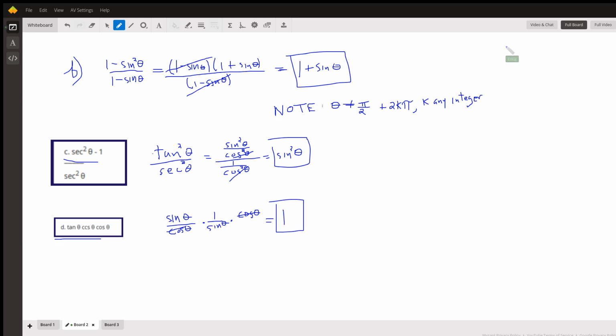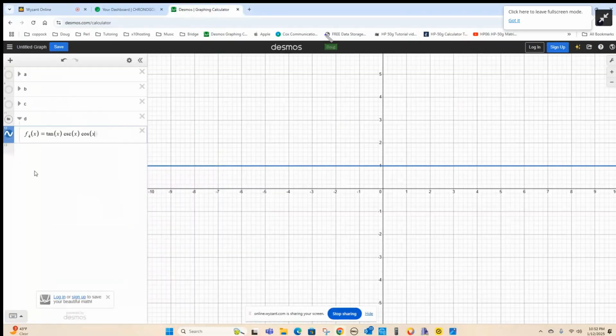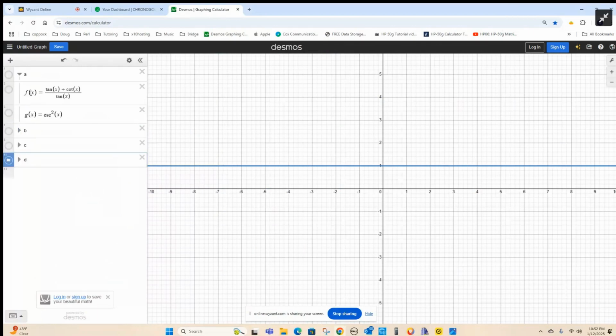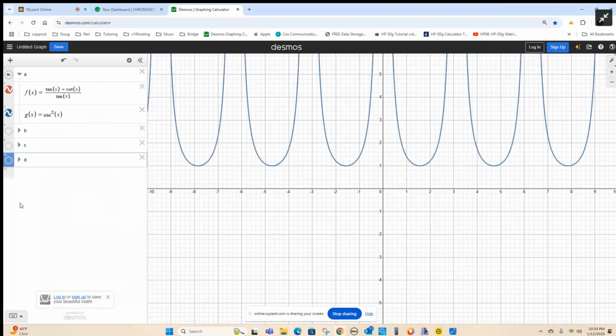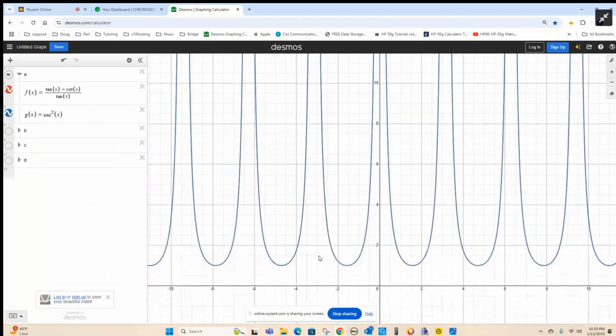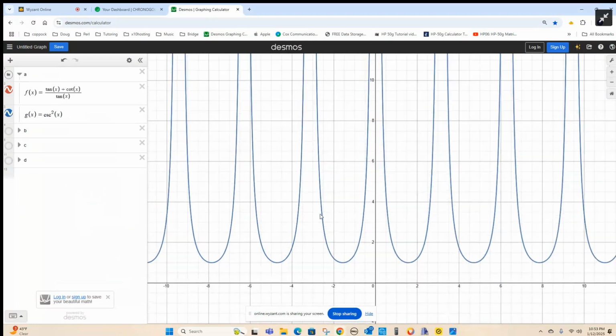If I share my screen and go to Desmos, I'll show you how you can confirm some of this stuff. For part A, I use x instead of theta, but there's tangent. Whoop, I want to enable this and disable this. The original function is that red graph. There's cosecant squared. That kind of proves that these two are equivalent. Although you can see there's some vertical asymptotes here. That's where tangent of theta equals 0.